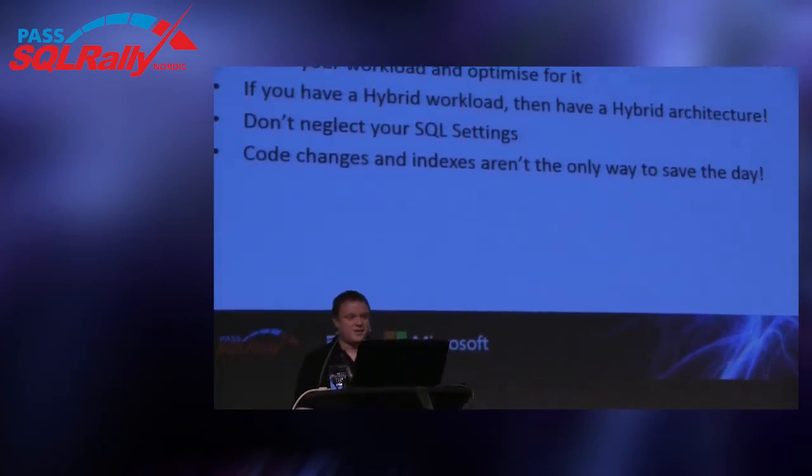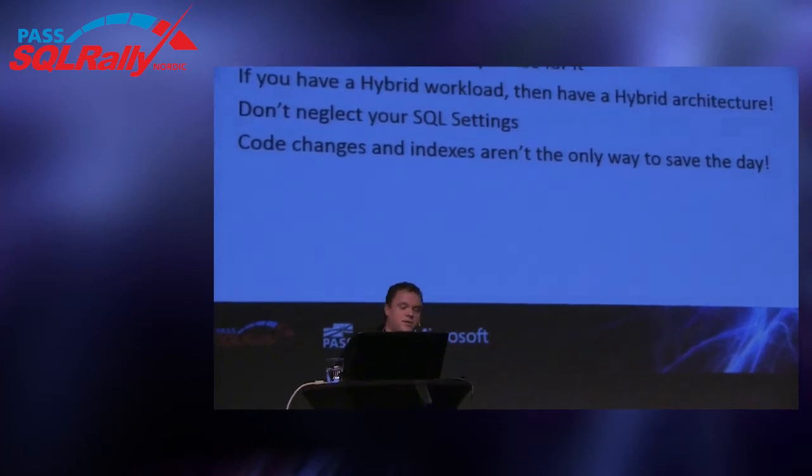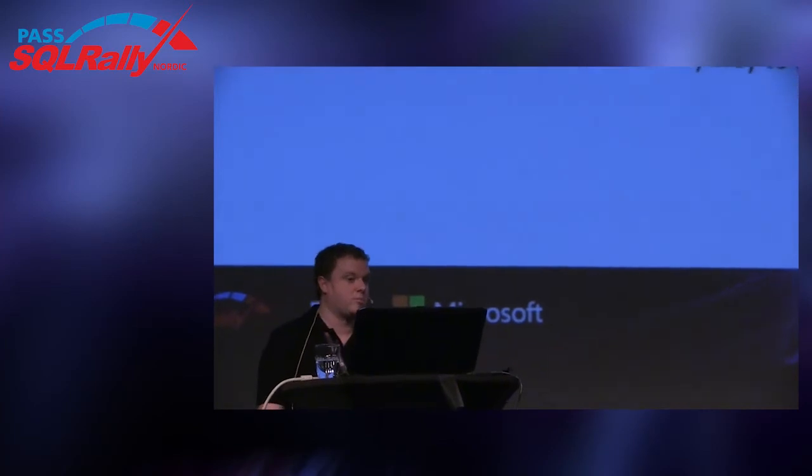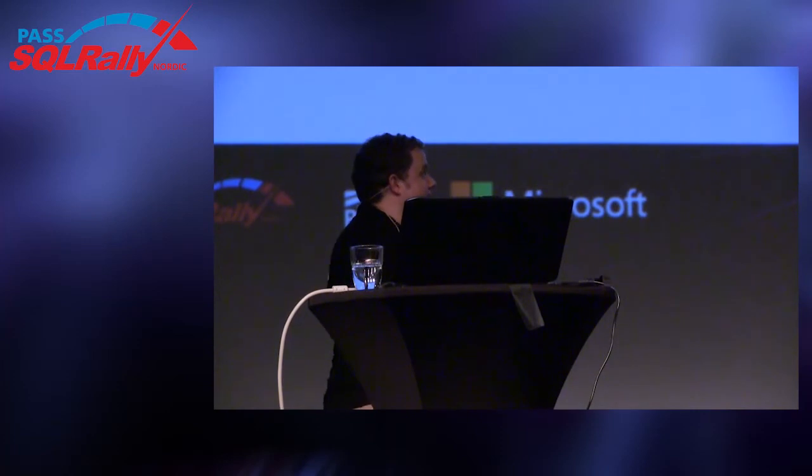But trace flags can make a huge difference to your workload. Like I said, a table scan is a perfect example of when you can't apply an index to make things better. So come at it from a different avenue. Try trace flags, give it a file group, give it new storage. Code changes and indexes aren't the only way to save the day. They're very quick, and they do help, and sometimes they are the cure.